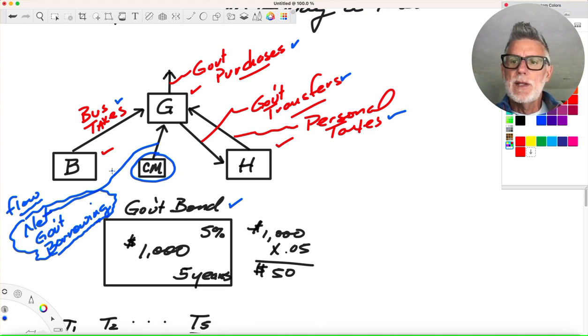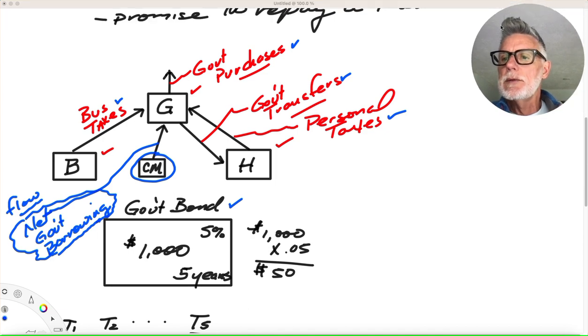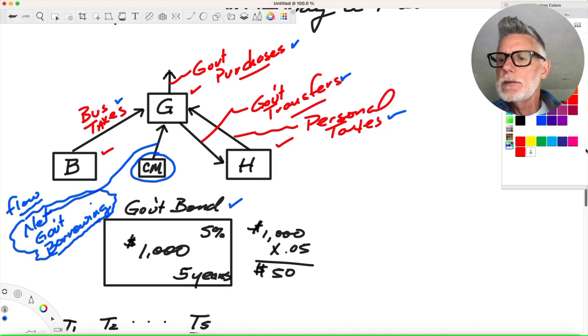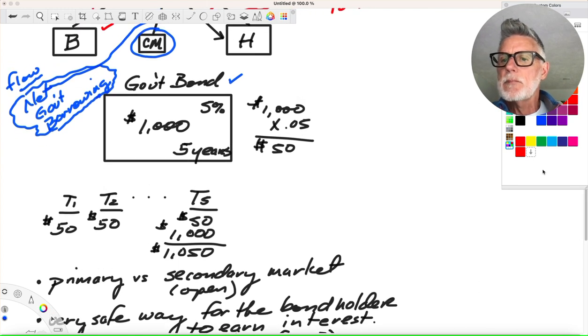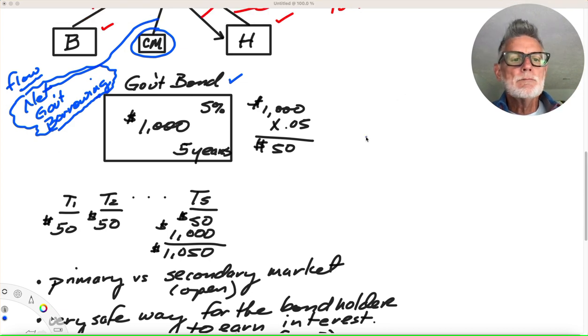So the largest borrower in the United States is the U.S. federal government. And again, how does it do that? It does that by selling what? By selling bonds. Okay, I'm going to adjust the picture here. So I'm going to scroll this up. And let me get rid of my color thing here.